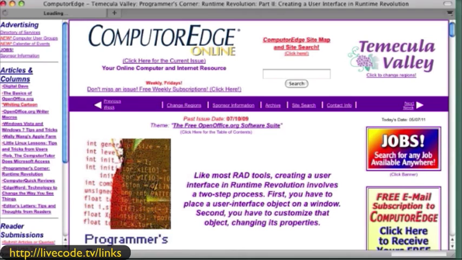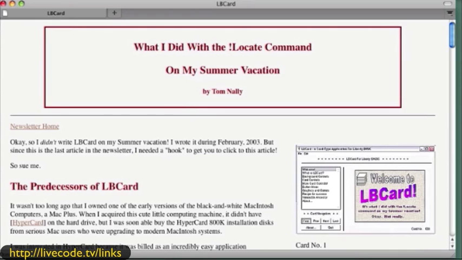Now, here's an interesting one because I think the LB card is a competitor or a co-conspirator that tried to do the same thing and moved along. I don't know if they're still active or not, but this is interesting that they tried to do the same thing as HyperCard.